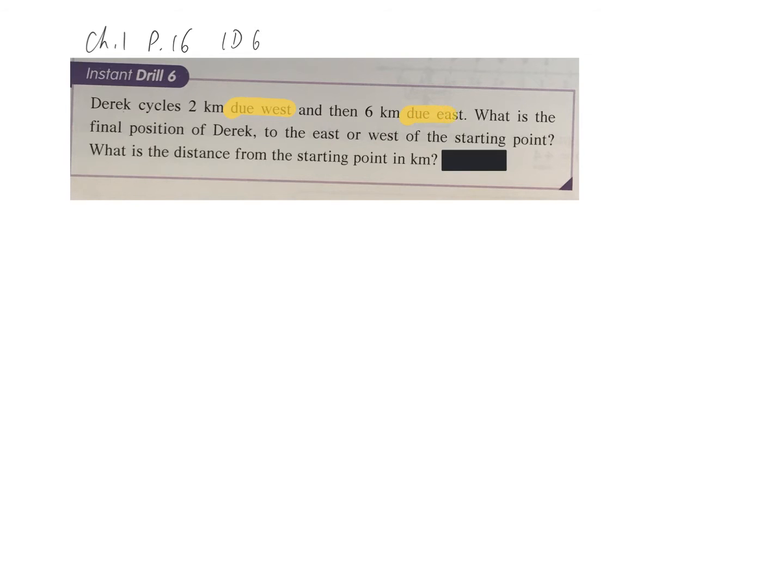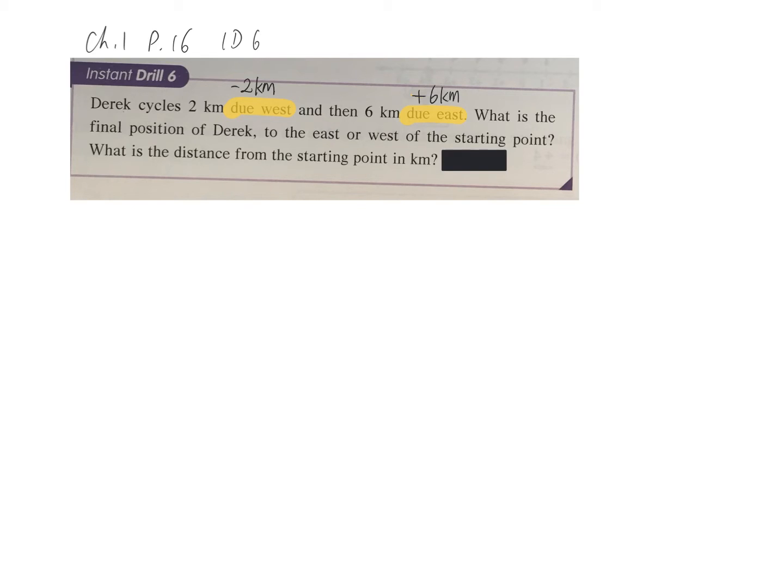Due east is another direction. This is the opposite direction in Chinese, 正東面. So in this case, we have two opposite directions. So let's represent them by directed numbers. If I take due east as positive, I'll write down positive 6 km for this statement. And the opposite direction will be represented by negative. So I will write down negative 2 km here.